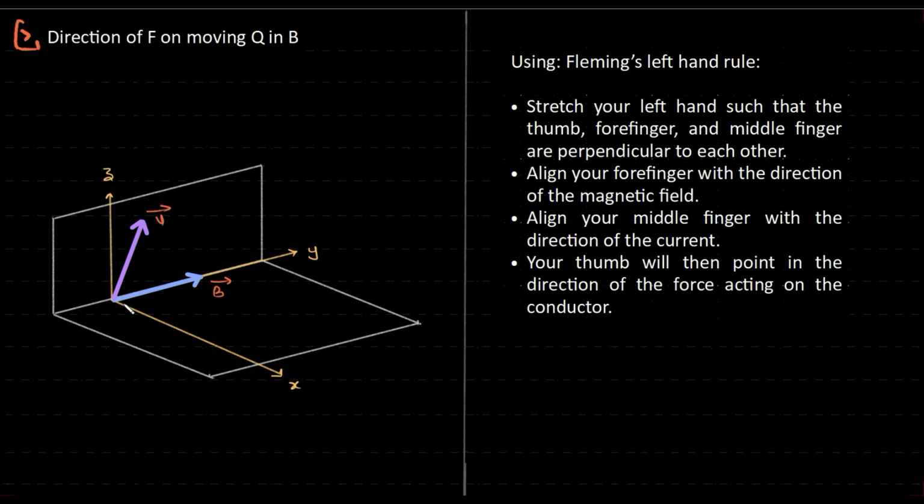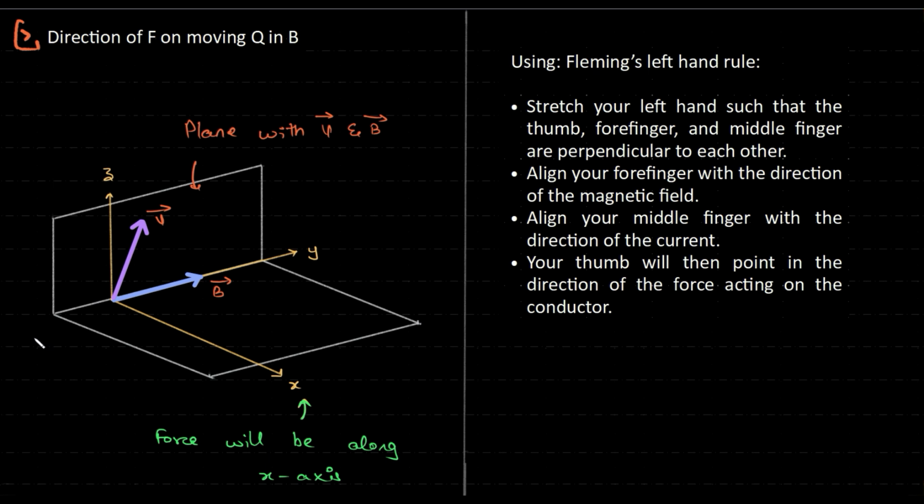We know for sure that the force will be perpendicular to this plane. This is the plane that contains V and B, right? The force will be perpendicular to this plane. So basically, the force will be along the x-axis. That is for sure. Okay, but is it the positive x-axis or the negative x-axis?